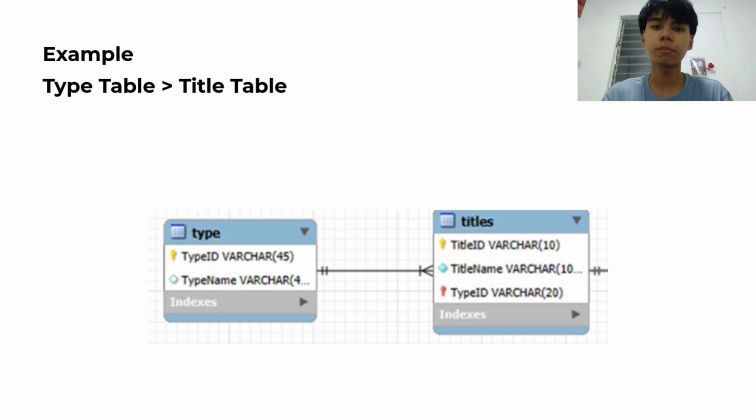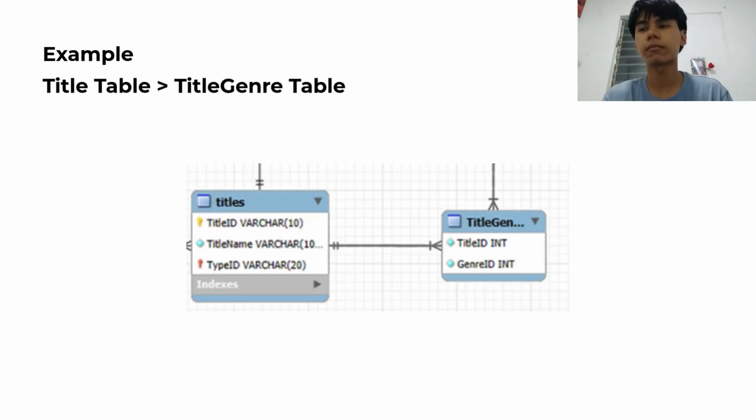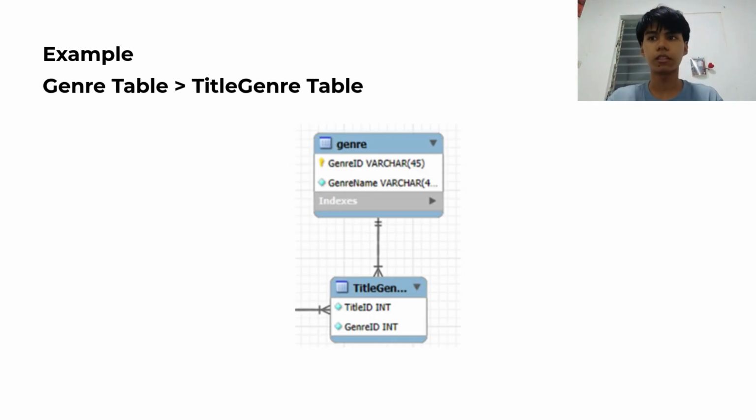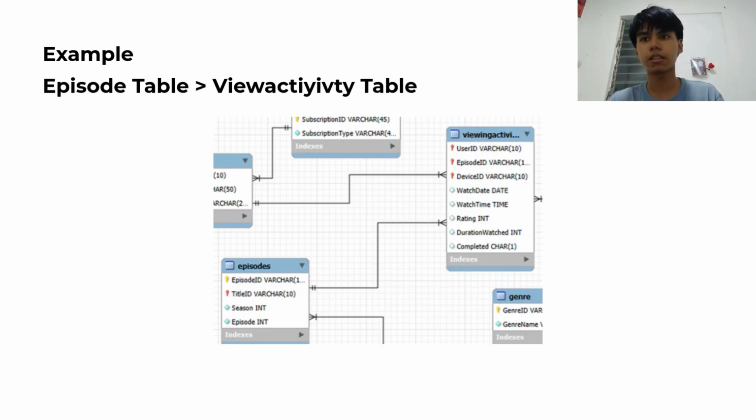So here is the example data flow. Number 1. Marco clicks on Stranger Tracks. Number 2. The system looks in the titles table and finds it under ID T001. Number 3. The system checks the title genre table and finds T001 linked to sci-fi and drama. Number 4. It pulls genre names from the genres table. Number 5. It matches episodes and Marco's viewing history in the viewing activity table. Number 6. Finally, Netflix outputs to Marco: Stranger Tracks, sci-fi drama, with his watch history, ratings, device use, and episode details.